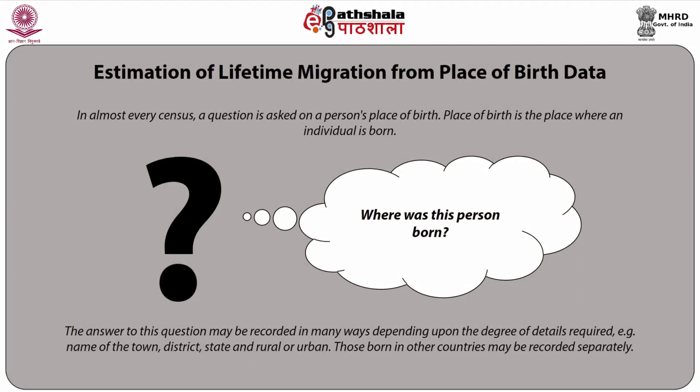In almost every census, a question is asked on a person's place of birth. Place of birth is the place where an individual is born. In the census, direct questions are asked about the place of birth of an individual, such as where was this person born? The answer to this question may be recorded in many ways depending upon the degree of detail required. For example, name of the town, district, state, and rural or urban place. Those born in other countries may be recorded separately.